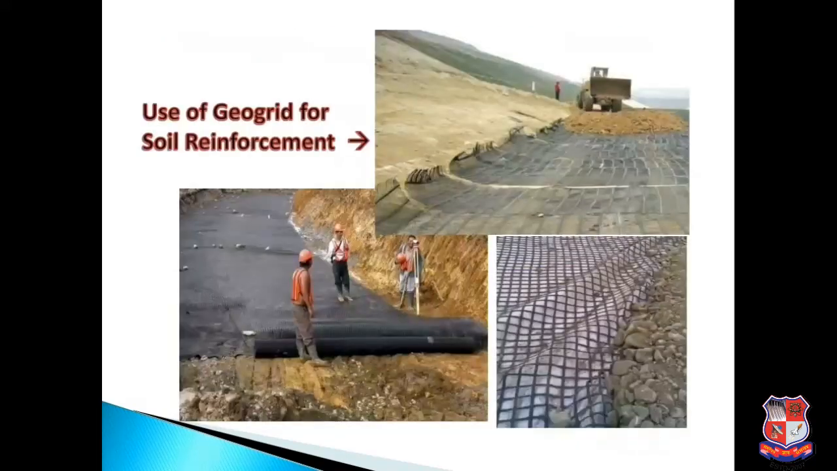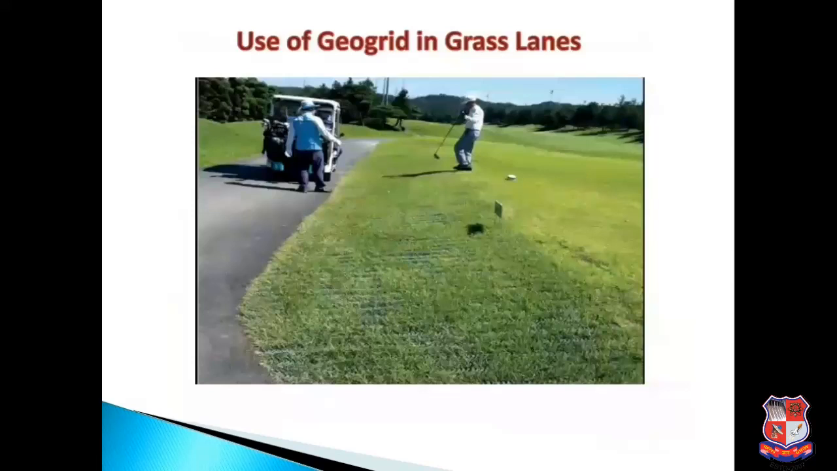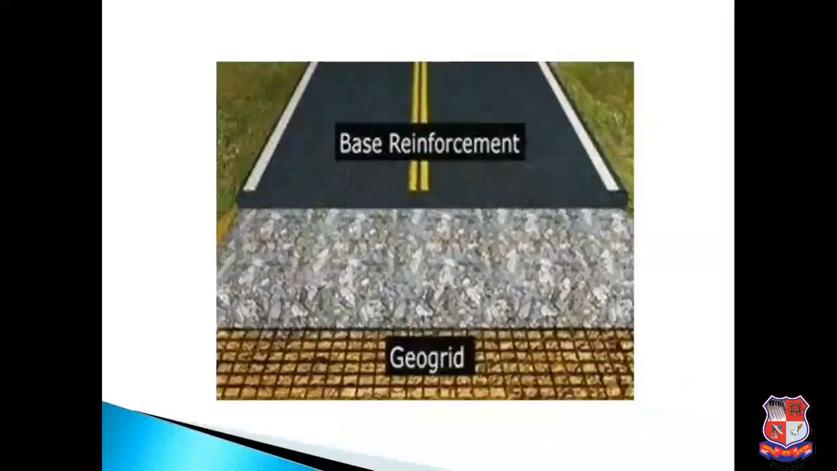So we can see this soil reinforcement. Geogrids are also used for grasslands. You can see the visible pattern in the image. And this is the cross section which shows the geogrid and base reinforcement of a road section.